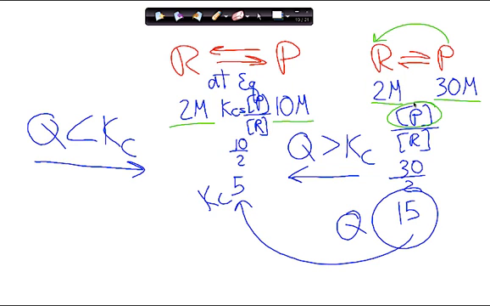Yes. When it's the reverse, when Q is smaller than Kc, then you've got too much reactant, and it goes the other way. Yep. You guys get the idea?